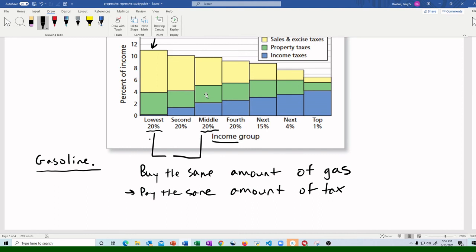With gasoline, all these groups are buying the same amount of gas, and so it's disproportionate when you look at the groups with lower income. But if the middle group is paying more property tax, then it could be the same percent as the second group, the fourth group, and so forth. So property tax is an interesting one. It seems to be fairly flat between everybody.